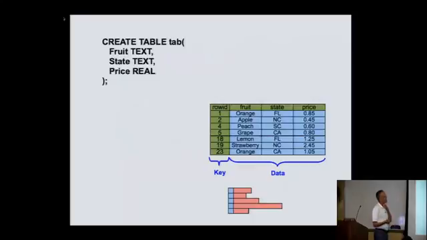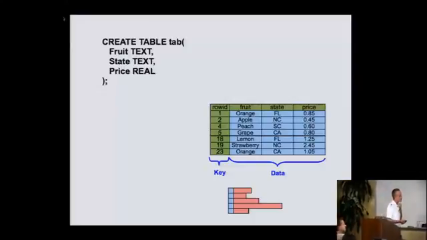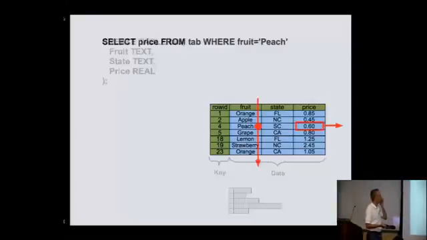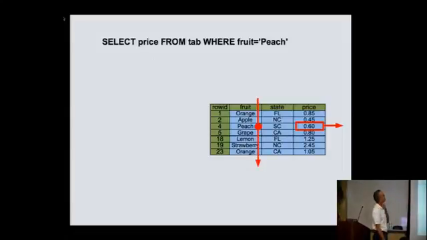So I want to get on into how the query actually runs. So here's an example of how the data is stored in SQLite. You've got the row ID and then all the data for a simple little table here. And if you want to query this table, give me the price for peaches.